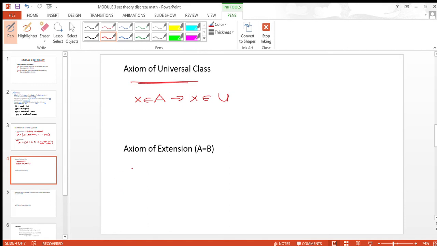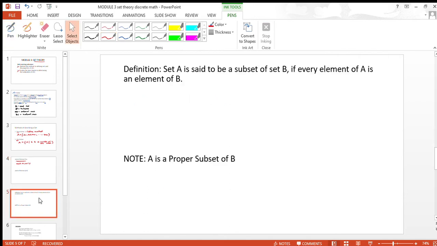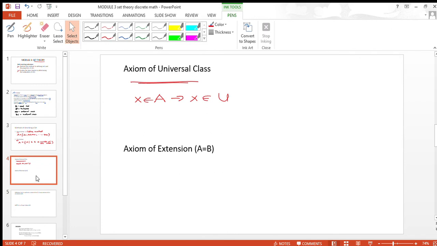Okay, and then the next axiom that we have is the axiom of extension. The axiom of extension is telling us when two sets are equal. So let's just define the axiom of extension. The axiom of extension defines that set A is equal to set B implies that for all x, x is an element of A if and only if x is also an element of B. So that's the formal definition of when two sets are equal.